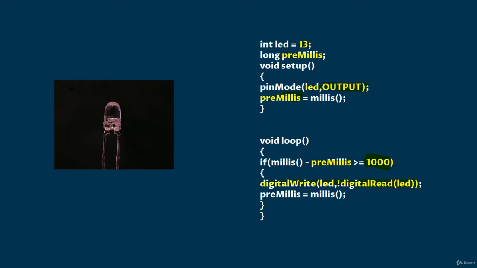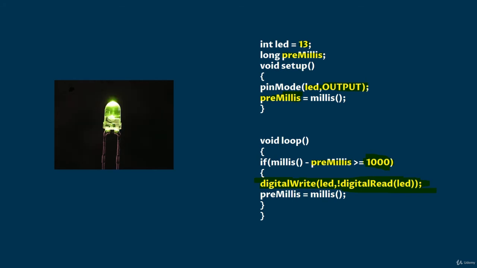And here I have mentioned one line. You are seeing this for the first time. It's digitalWrite within brackets LED comma not digitalRead LED. So what it will do is toggle the LED. How? First it will read the status of the LED. For example, suppose the LED is off in the first state. Then digitalRead will give an output of low, and not low is high. So digitalWrite within brackets LED comma not low, that is high.